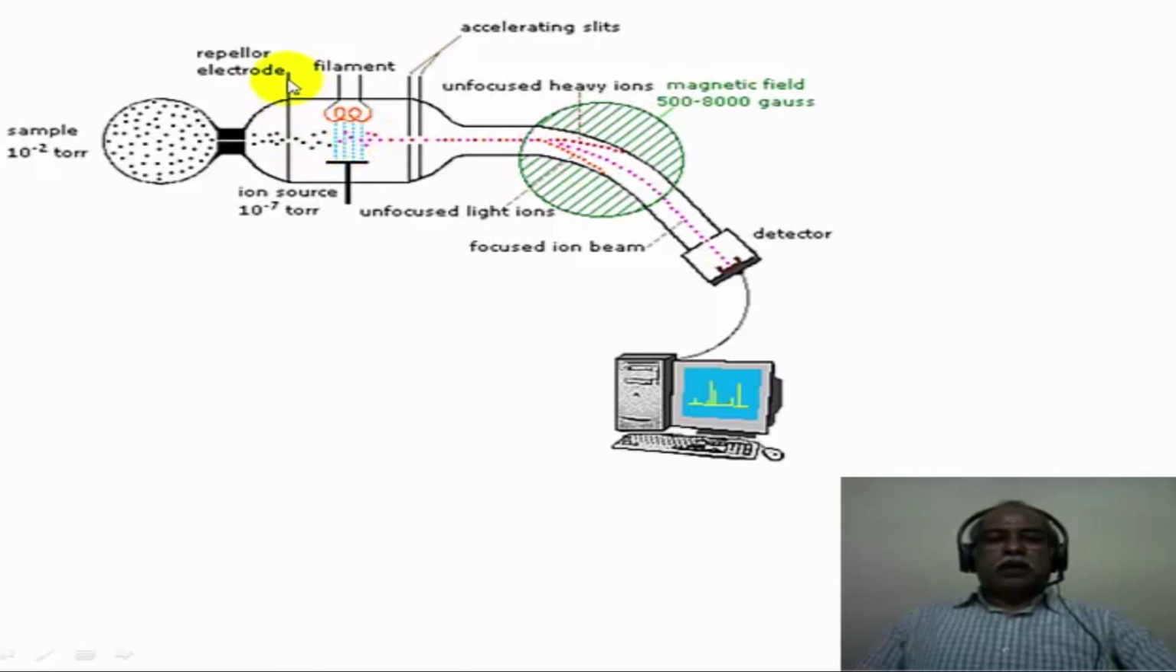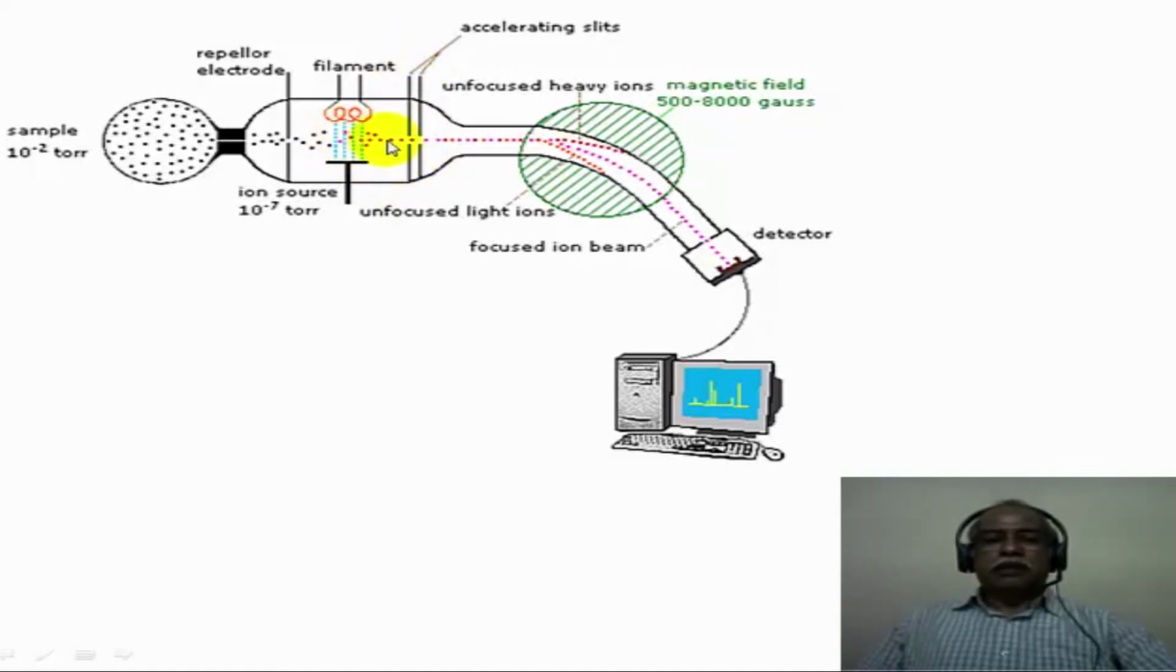Now there are two electrodes placed here. This is called a repeller electrode. This essentially repels depending upon the voltage bias of this electrode. If it is a positively biased electrode, then the positive ions will get repelled. If it is a negatively biased electrode, then the negative ions will get repelled, essentially getting attracted to the opposite electrode on the other side of the ionization chamber.